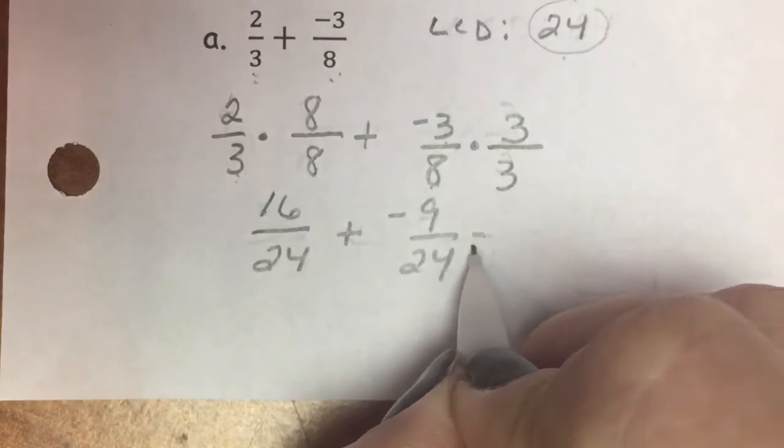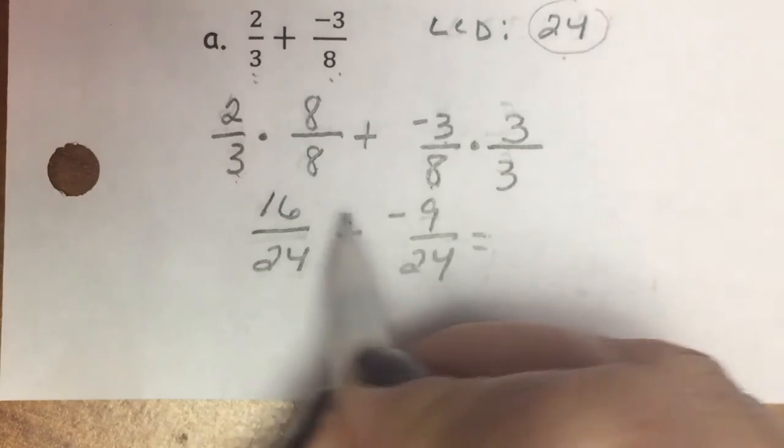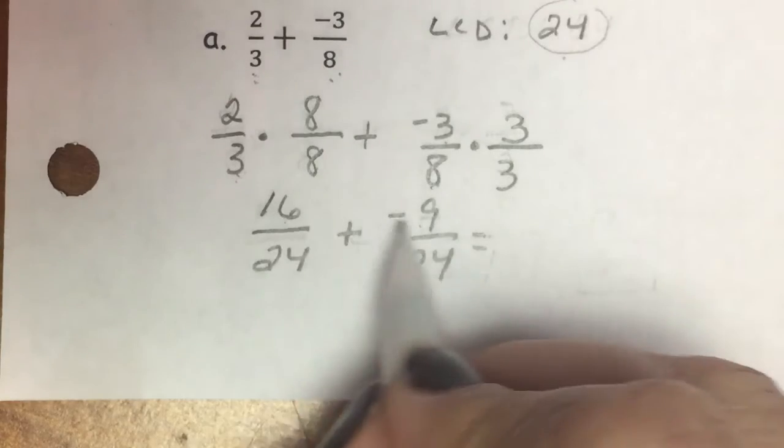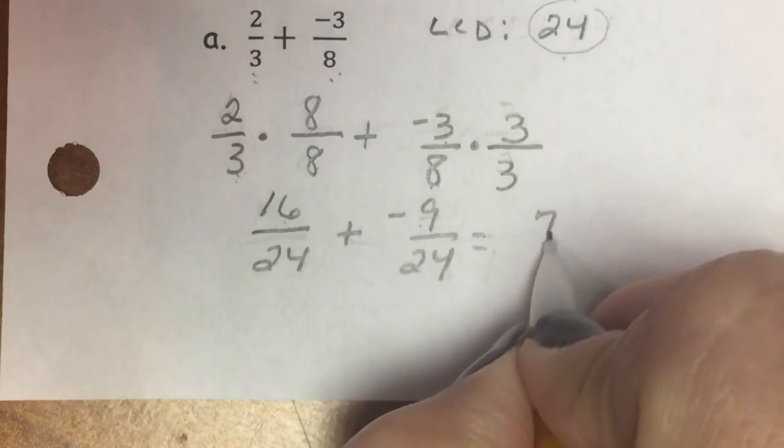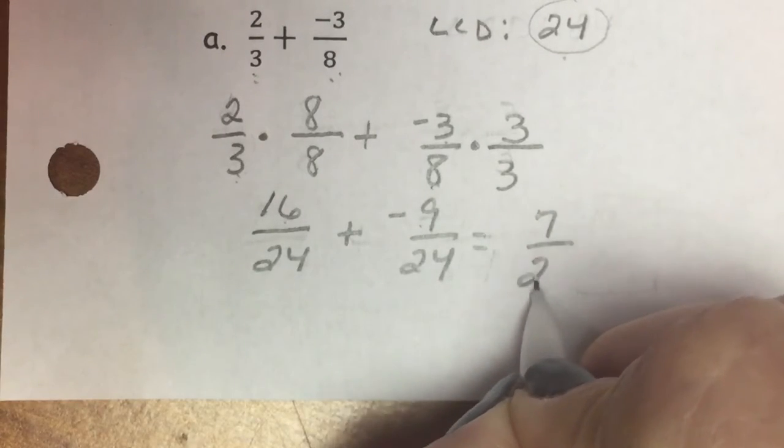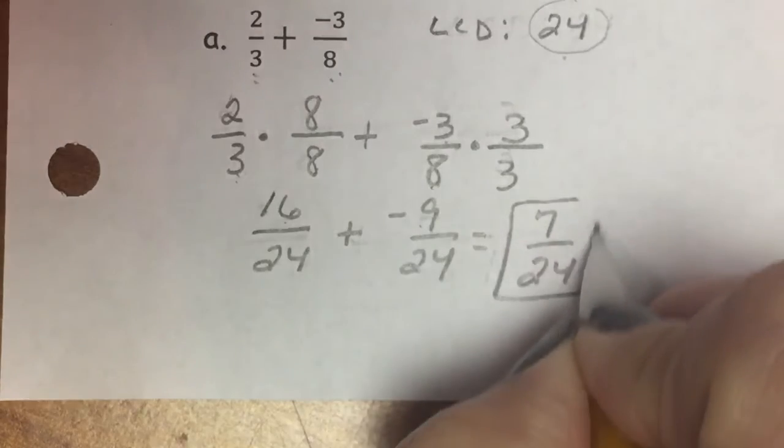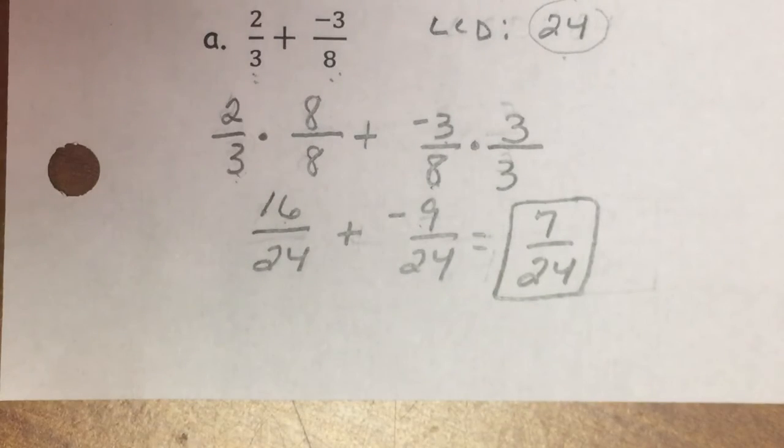So what did the rules say? Well, when we're adding or subtracting, we combine the top. So 16 plus negative 9 is 7. The denominators stay the same. And of course, if the fraction can be simplified, for example, if both top and bottom were divisible by 2, then you would simplify it like we've done in other sections.